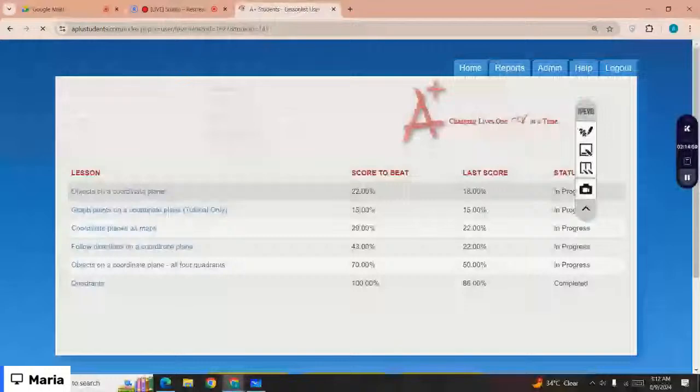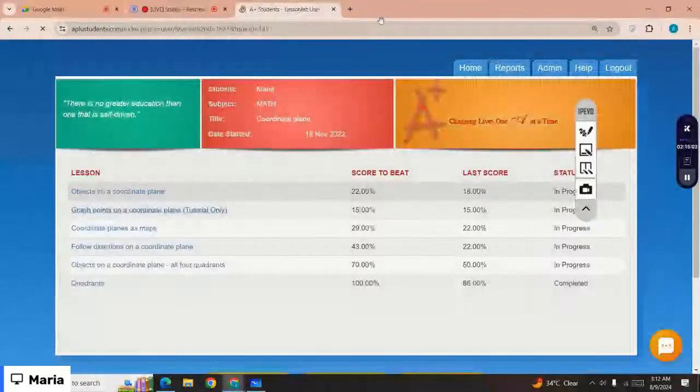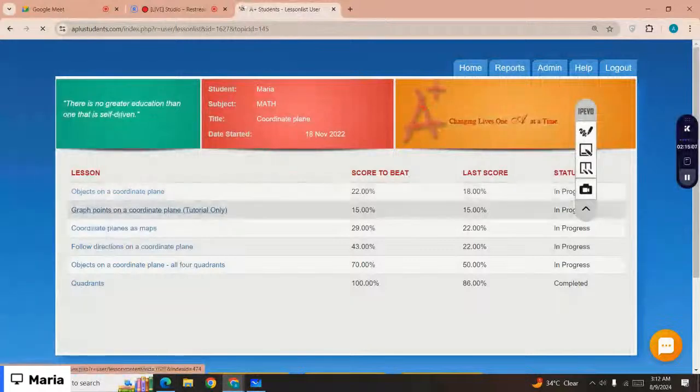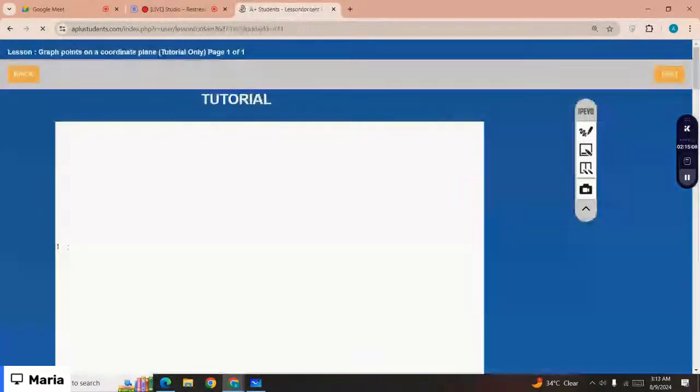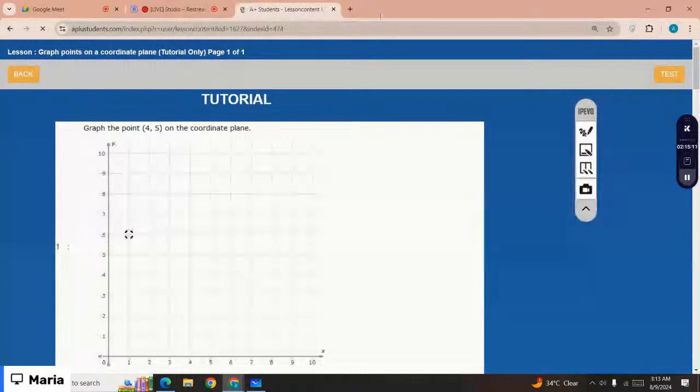And the next lesson is graph points on a coordinate plane. Let's just start with the lesson. Okay, graph the point 4, 5 on the coordinate plane. So basically, we're going to learn how do we graph points.